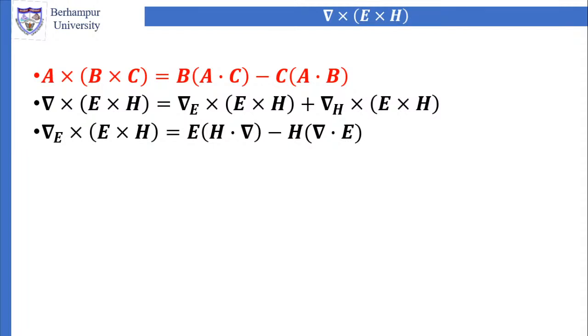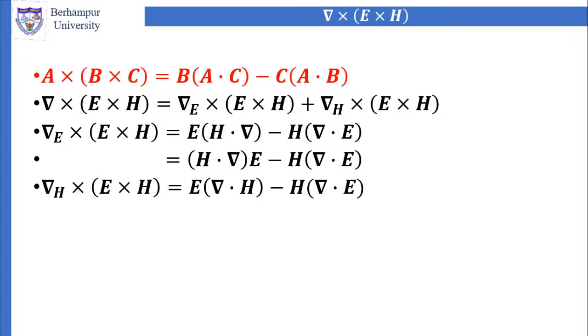Then minus H into del dot E, because del is operating on E. Therefore, we are taking del dot E. Now, in the first term, del must operate on E. E is on the left hand side, we have put it. So that will be correct. So the correction is H dot del into E. So H dot del E minus H into del dot E. So this is the first term, del E cross E cross H.